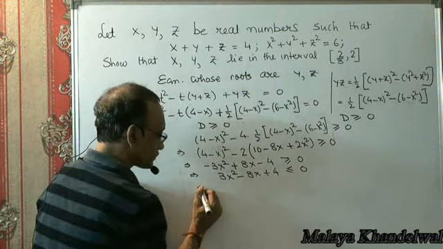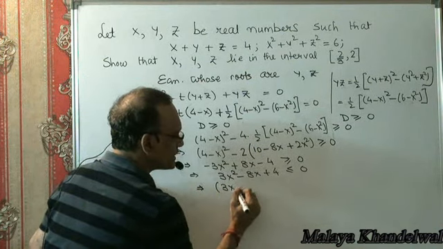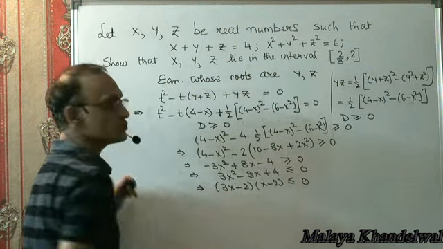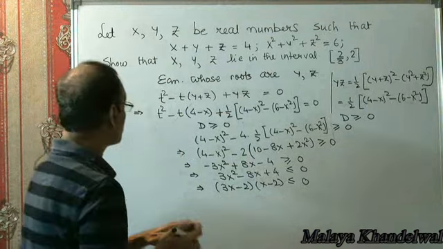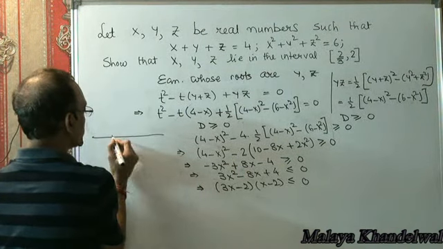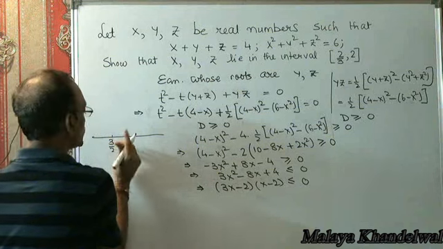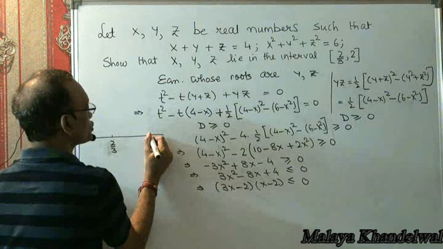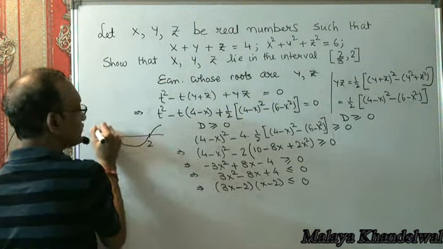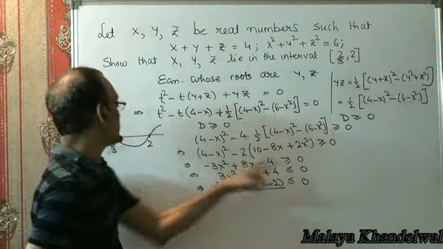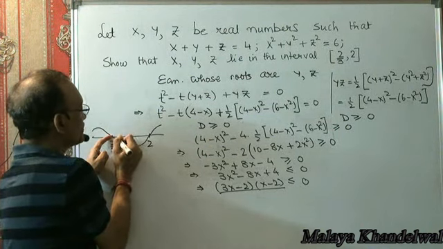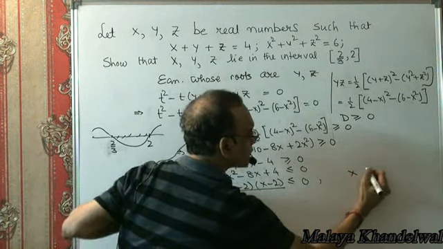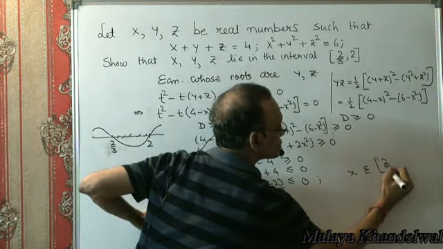So then, this is like (3x minus 2)(x minus 2) less than or equal to 0. That's what we get. And then from the wavy curve, put x equal to 2 by 3 and put x equal to 2, and then the wavy curve. This expression becomes negative when x lies in the interval 2 by 3 to 2. So x then belongs to 2 by 3 to 2.